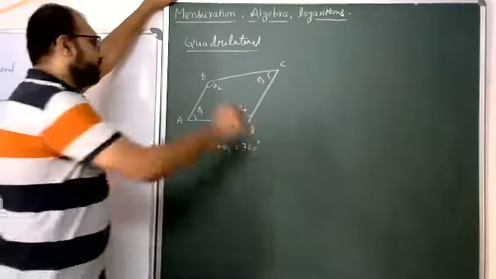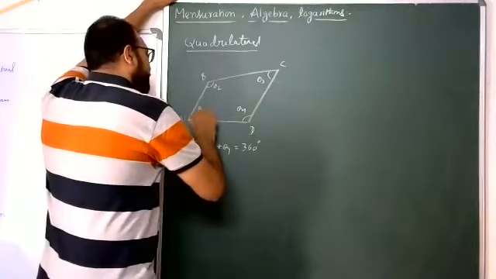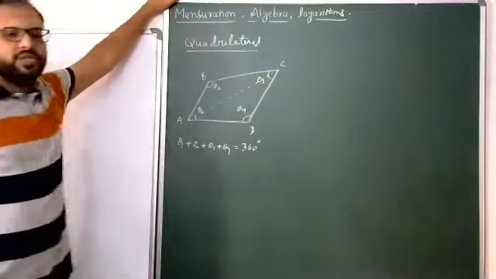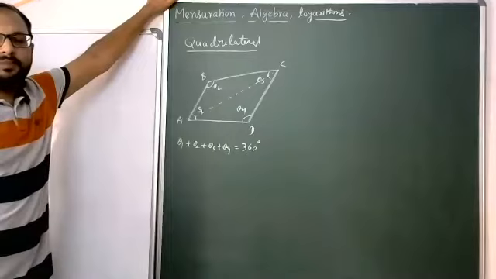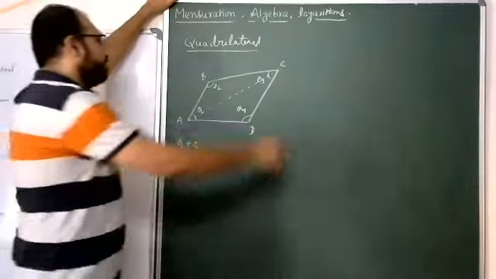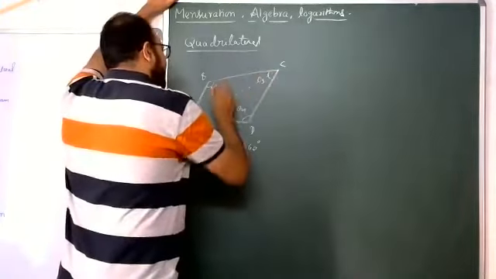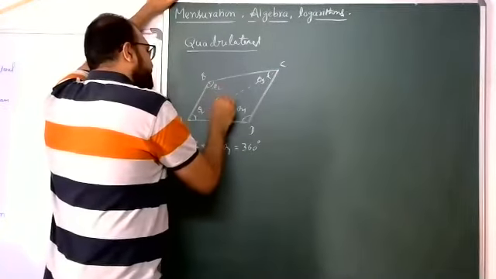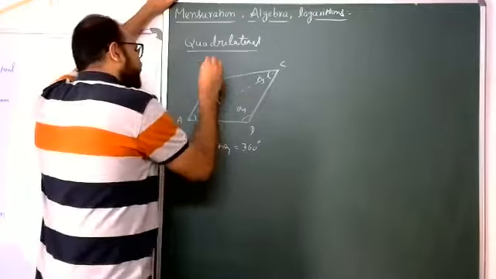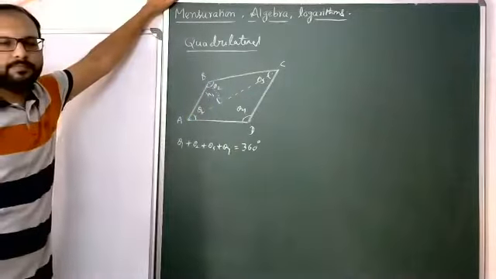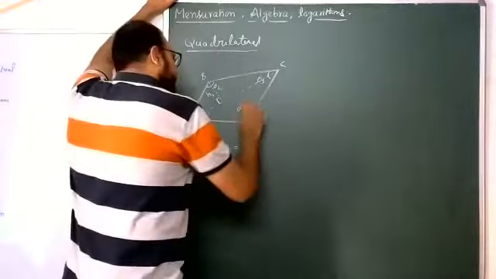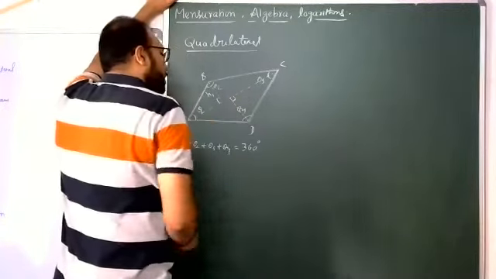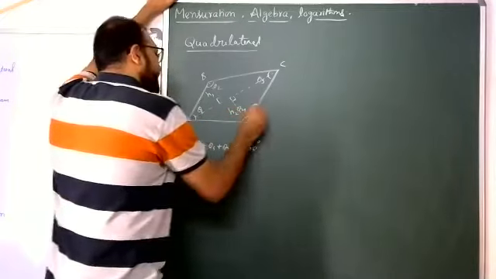Next students, from A to C, whatever may be the line I am joining, this is nothing but a diagonal. From this, diagonal AC. Yes, this is one perpendicular distance H1 from point B. Yes, another from D. One more perpendicular, that height is H2.